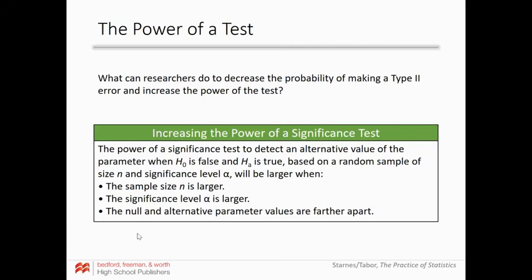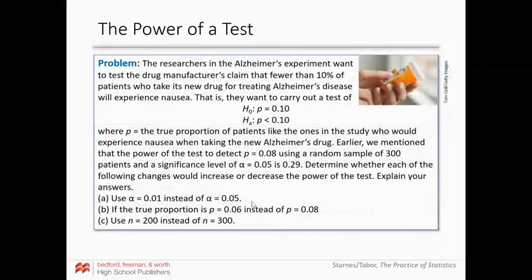So the power of a significance test with size n and significance level alpha will be larger. To increase our power and decrease the type 2 error, we can increase our sample size, or use a larger alpha level, which we saw yesterday. We saw that increasing alpha increases the probability of a type 1 error and decreases the probability of a type 2 error. Or we can have the null hypothesis and alternative parameter values farther apart.